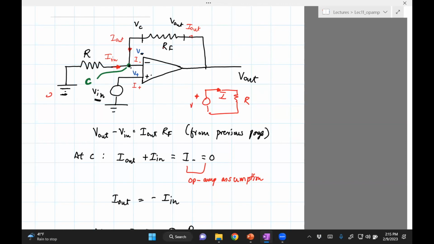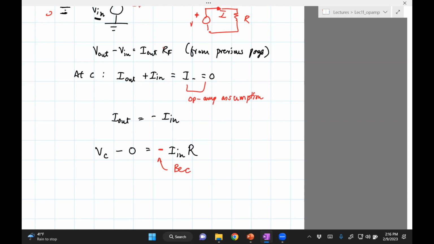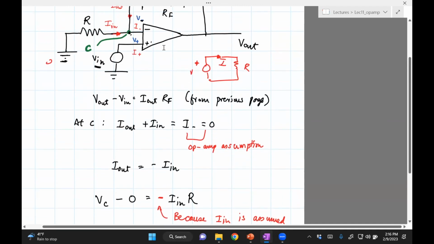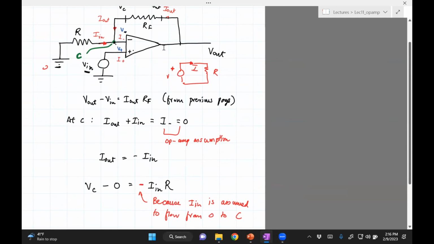That is, since C is at a higher potential than 0, and my direction of the current is not the usual convention, it is not from positive to negative, I need to put a negative sign here. This is because I_in is assumed to flow from 0 to C or 0 to VC. Okay, now you could have obviously changed the direction of I_in, which means that this will change, and that will also be fine. We'll get the right answer.